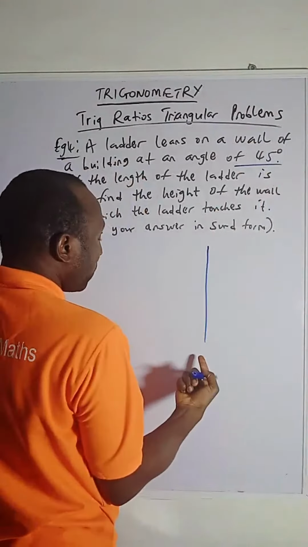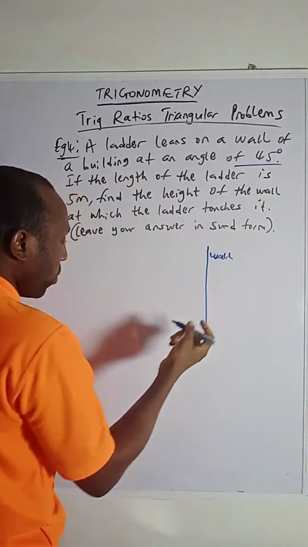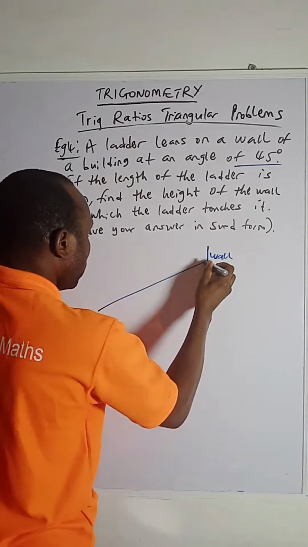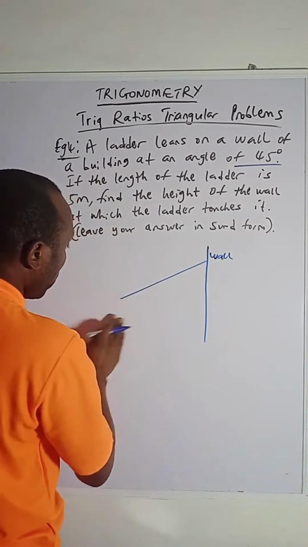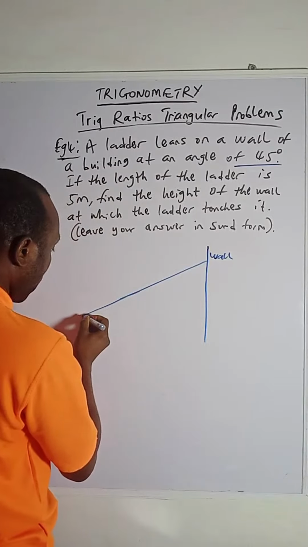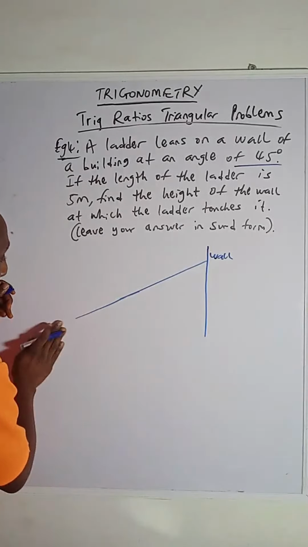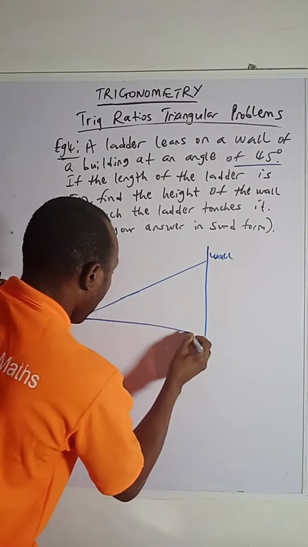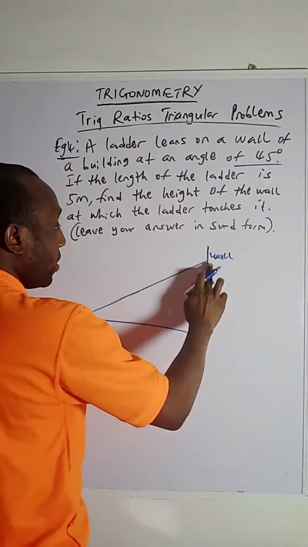This is the wall. There's no need to write it. So if it leans on the wall, don't worry, I'm going somewhere with this. So this is the ladder. Such a long ladder. Okay. So if this is the ladder, and this is the wall.